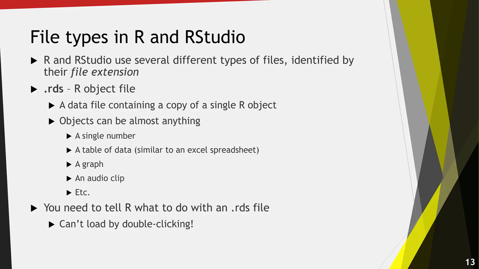This is an R object file. As opposed to a .rdata file, a .rds file contains a copy of only a single R object. Objects can be almost anything. They could be a single number. They could be a table of data, that's something like an Excel spreadsheet. They could be a graph, an audio clip. Basically anything that R thinks of as electronic data can be stored in an RDS file, but only one thing at a time. Importantly, when you load RDS files, you need to tell R what to do with them because they're just a single piece of information. That means you can't load these files by double-clicking on them. You always have to open them up using special commands in R.